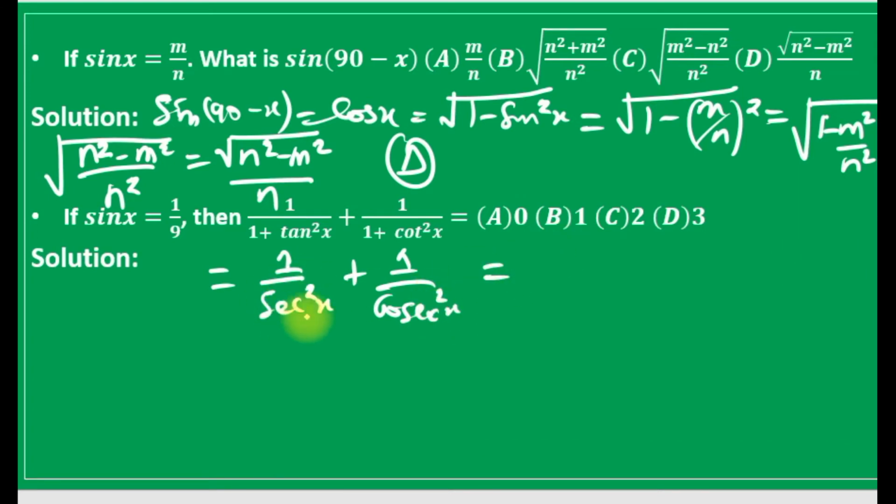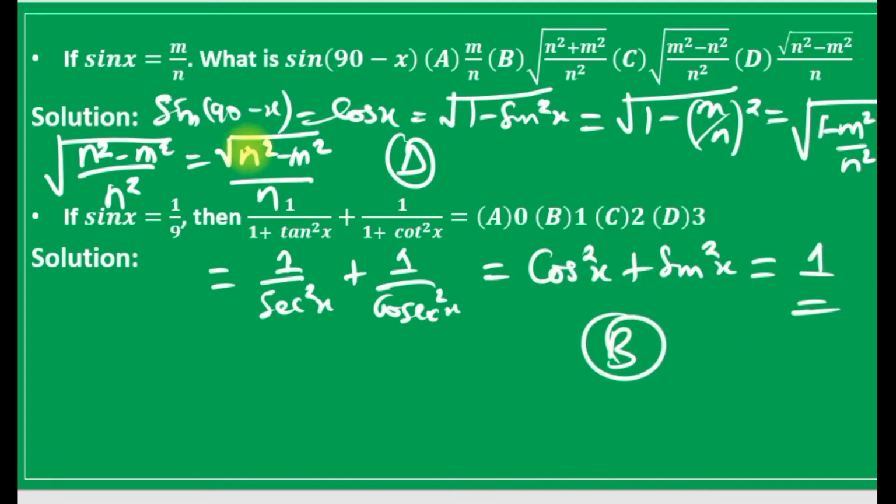And again, sec is 1 over cos. So this just means cos squared x. Again, 1 over cosec is sine. So this is sine squared. And from our Pythagorean identity, this is 1. So our answer is B.